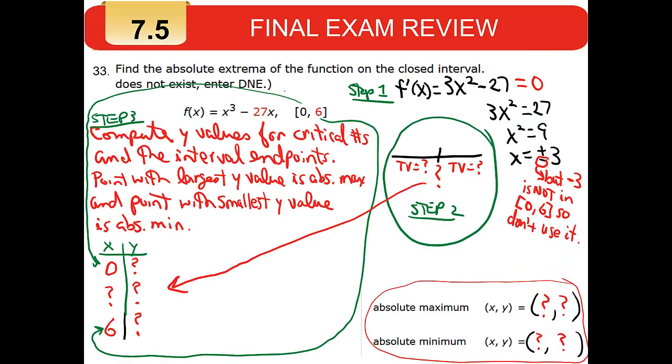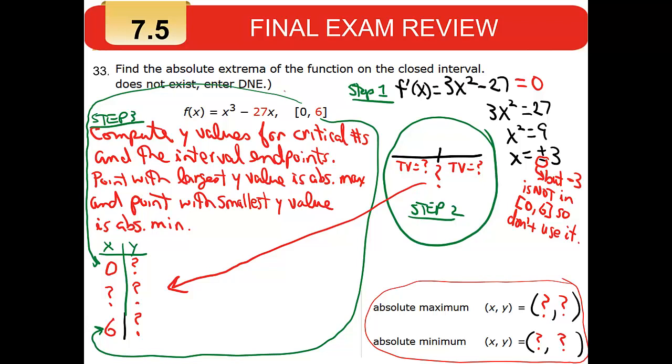Number 33, you want to find the absolute extrema. Remember, when you're doing absolute extrema, you have to consider the endpoints as well, and you're looking for the absolute highest point and the absolute lowest point. So I think if you just read through this, you can see what the hint is.